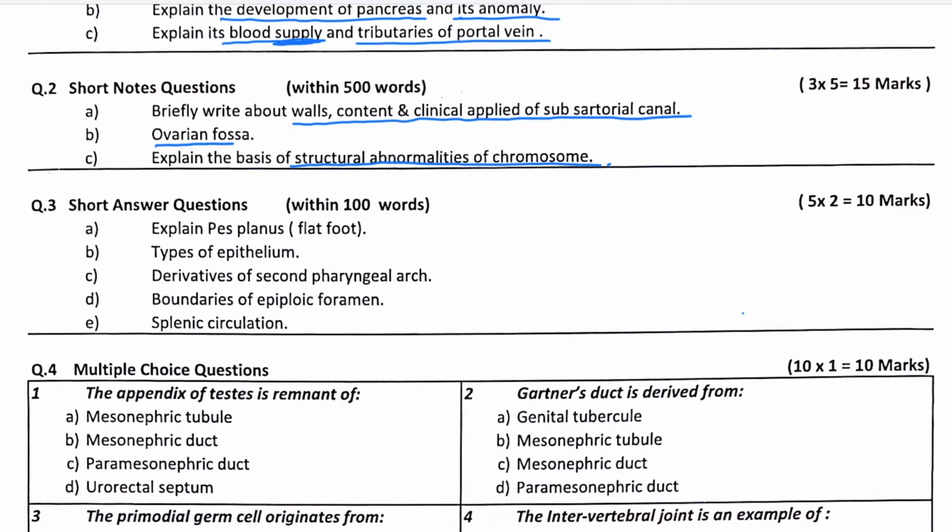You can quote an example of the deletion or the missing type of chromosome abnormality: the Cri-du-Chat syndrome, where a portion of the short arm of the fifth chromosome is missing. We call the short arm P and the long arm Q. So this Cri-du-Chat syndrome is also called 5p minus syndrome.